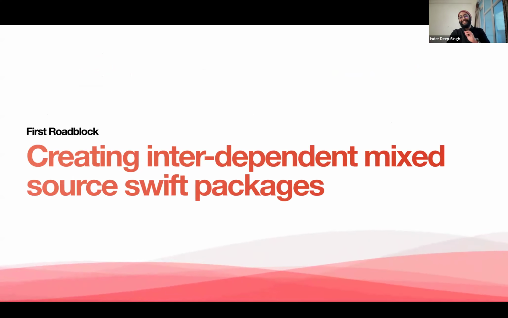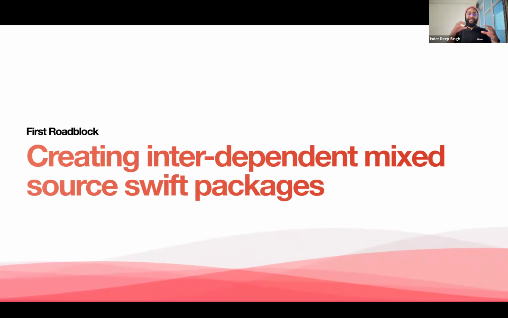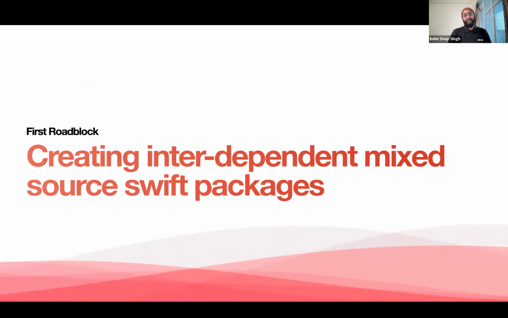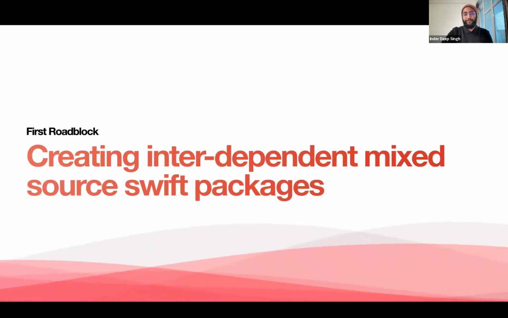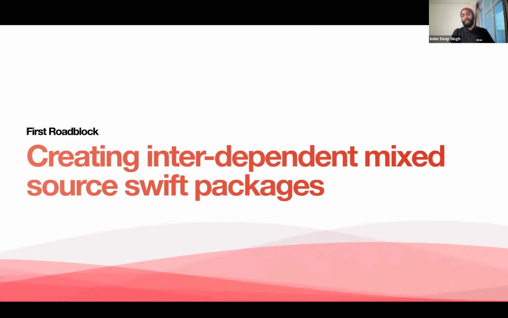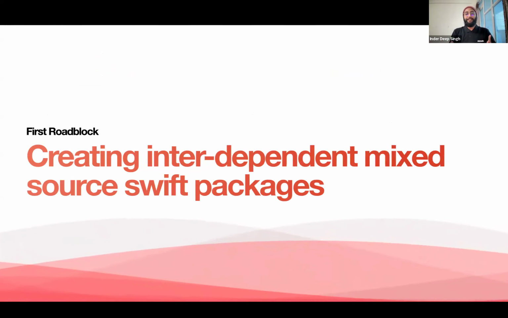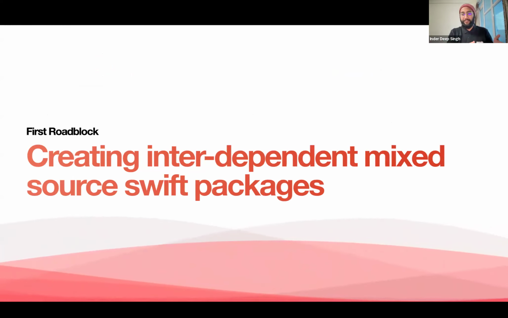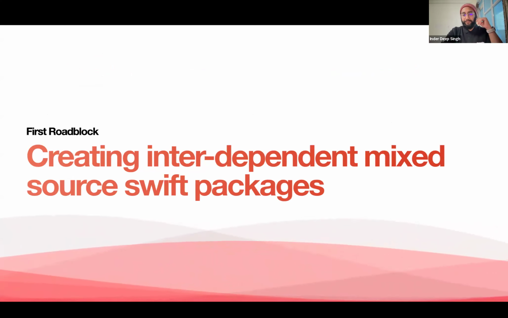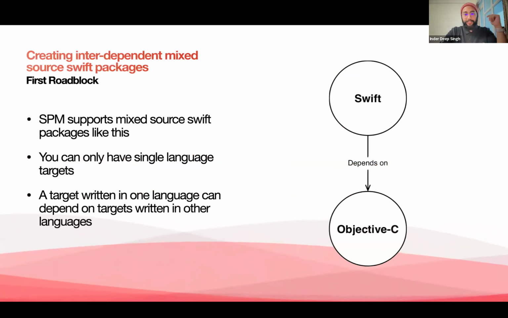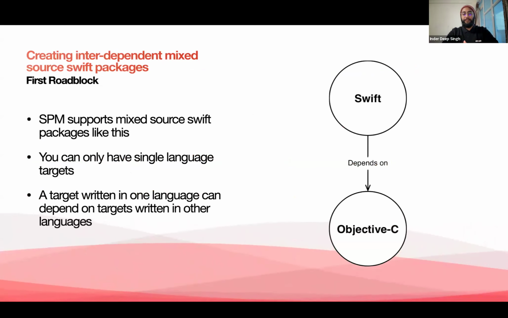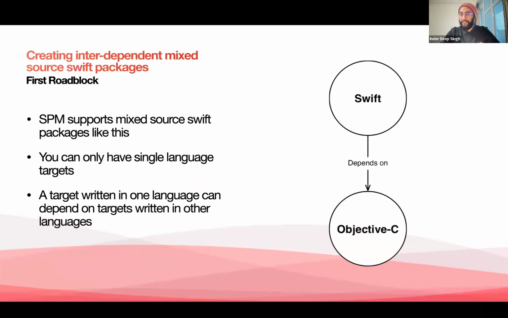So let's just figure out what each of these terms mean, right? When we say a mixed source Swift package, that means the Swift package does not only have Swift code, it also has maybe some other language. And that for us was Objective-C, right? And then what is interdependent? We'll come to that. So this is what a mixed source package looks like.